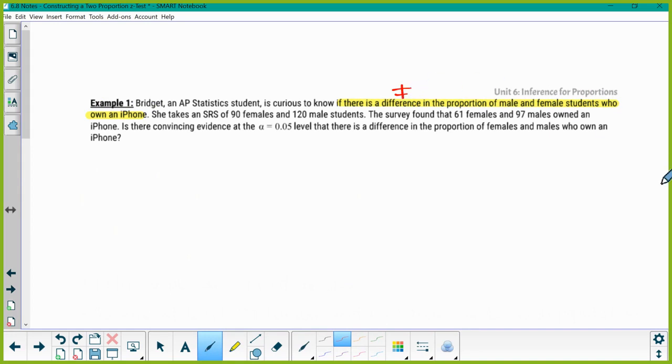She takes an SRS of 90 females and 120 male students. So I have my 90 females, 120 males. The survey found that 61 females and 97 males owned an iPhone. Is there convincing evidence at the alpha equals 0.05 level that there is a difference in the proportion of females and males who own an iPhone?